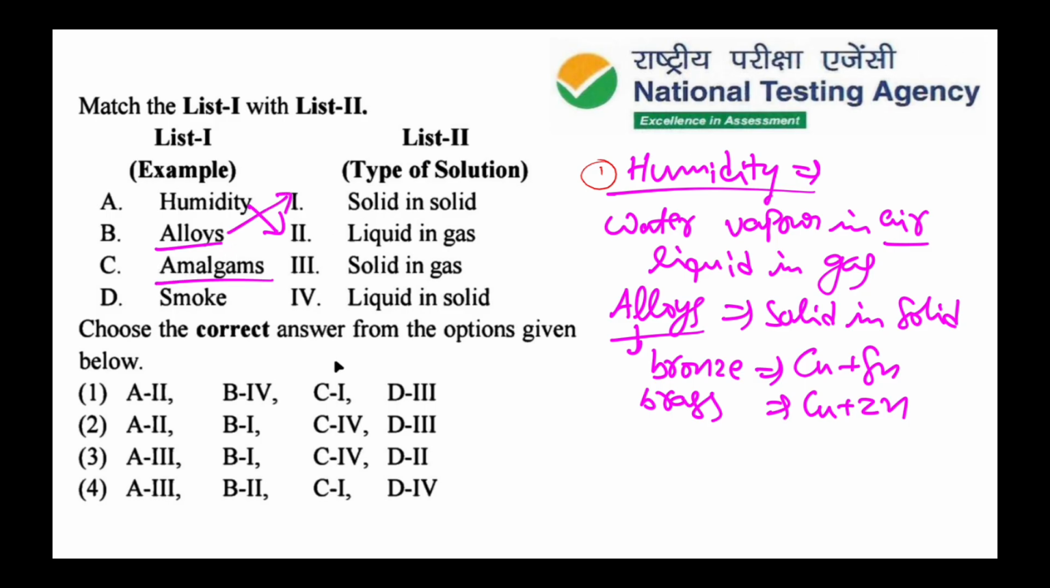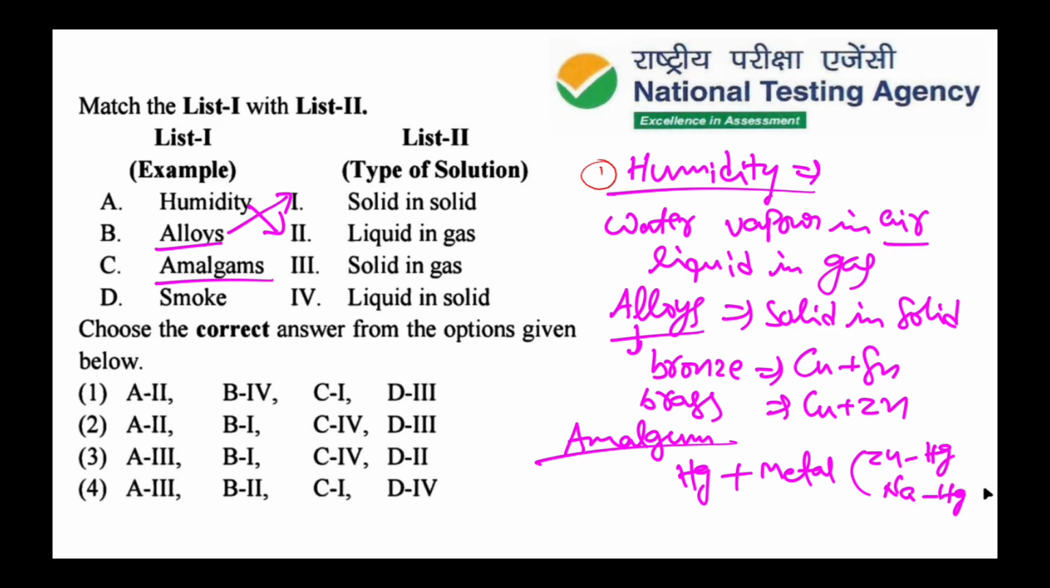We know very well amalgam. Amalgam means mercury mixed with metals, like zinc amalgam and sodium amalgam. So it is liquid dissolved in solid metal. Mercury is liquid, dissolved in solid metal. It gives a liquid in solid dispersion solution.